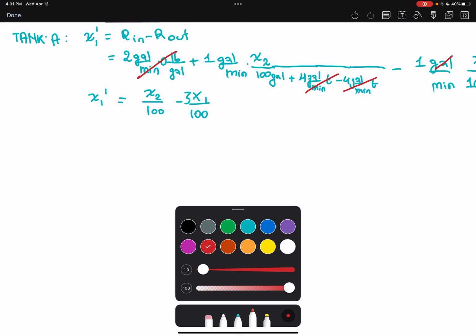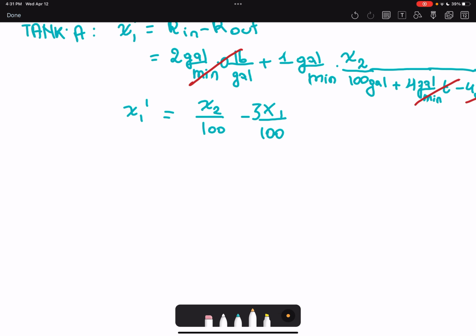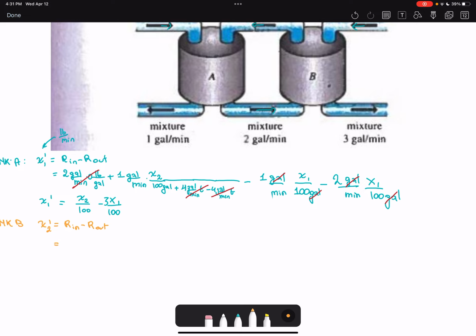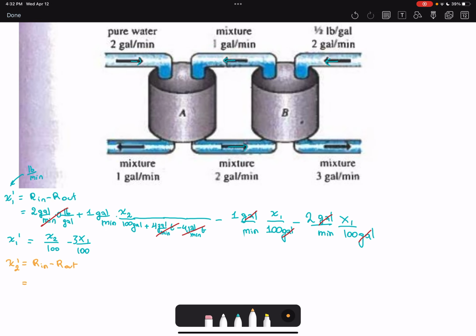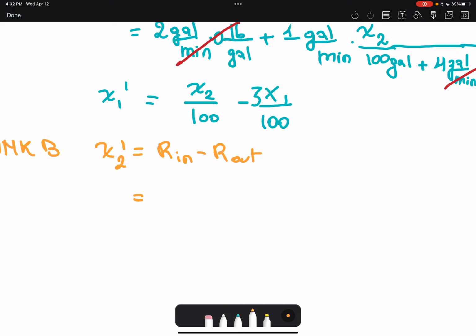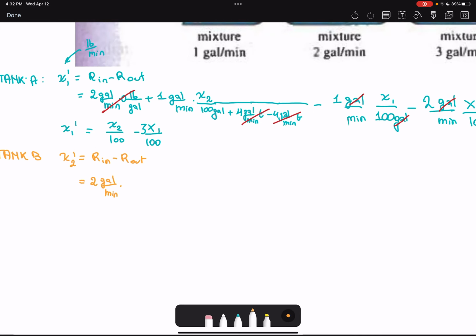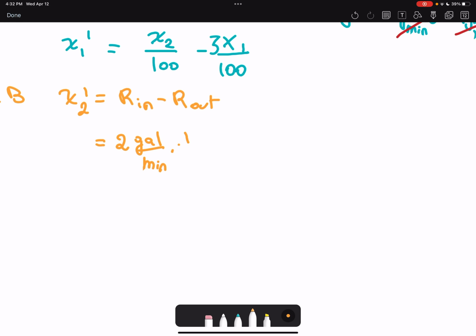The same thing can be done for tank B. So for tank B, we're still going to have that model, x sub 2 prime is equal to rate in minus rate out. So what is that? Well, now we see that the stuff coming in is 2 gallons per minute at the bottom and 2 gallons per minute at the top. Let's start from the top. 2 gallons per minute at what concentration? Well, it tells us at a half a pound per gallon. So times 0.5, or let me write the 0 in front, 0.5 pounds per gallon.